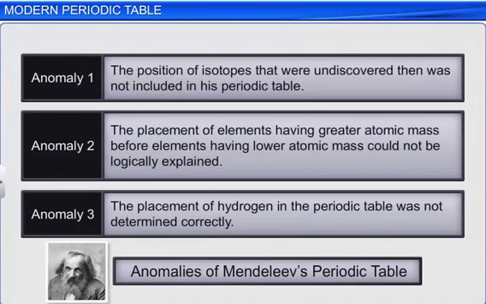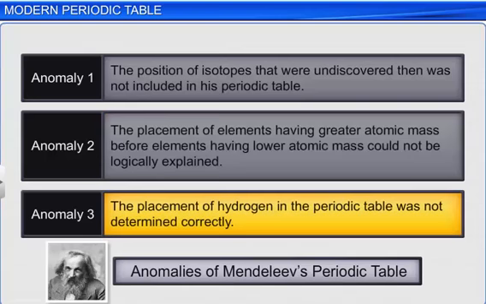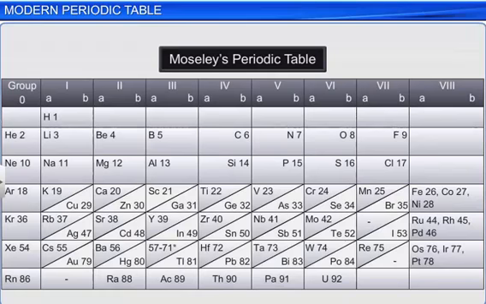For example, the confusion about the position of isotopes was solved. Another anomaly, the placement of higher atomic weight elements like tellurium before lower ones like iodine was also removed. However, the placement of hydrogen was one anomaly of Mendeleev's periodic table that was still not resolved. On the basis of its atomic number, Moseley placed hydrogen at the top left corner of the table without attaching it to any particular group.